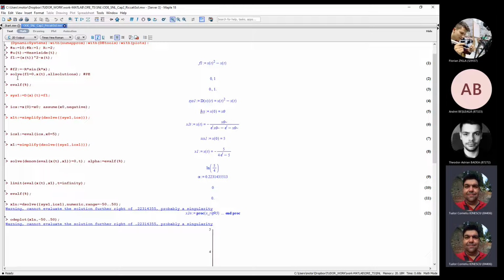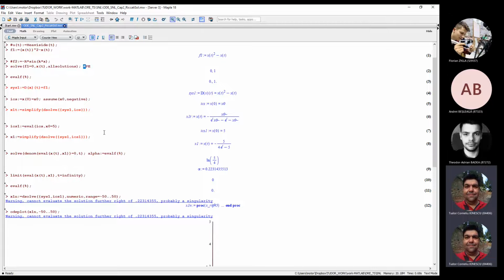The first here, solve, is the typical command to solve algebraic equations and algebraic systems. And this is used to find the equilibrium point. This is how to write a comment. If you put this sign before any piece of text, it's a comment, just like when you use the percentage sign in MATLAB. And look, it does solve the equation.